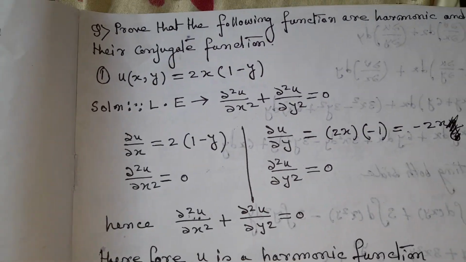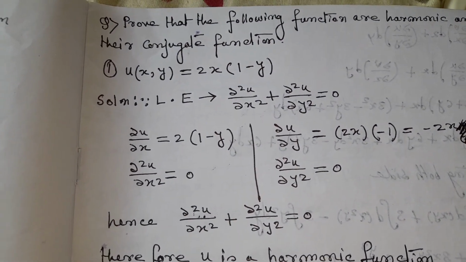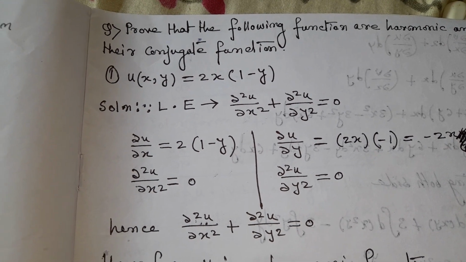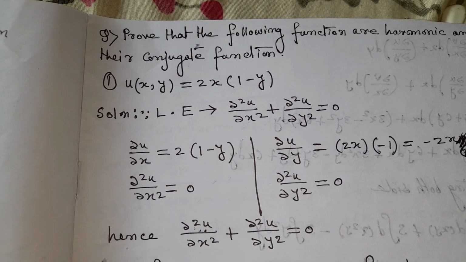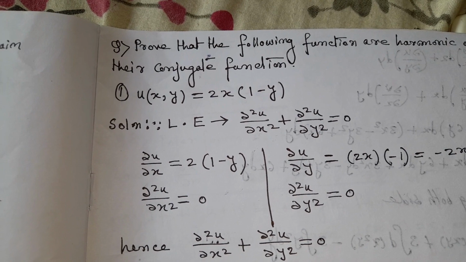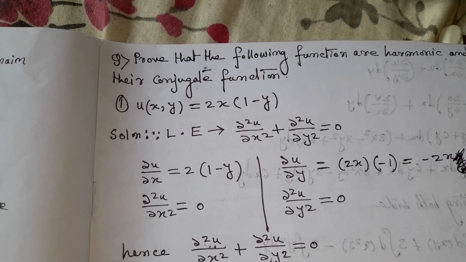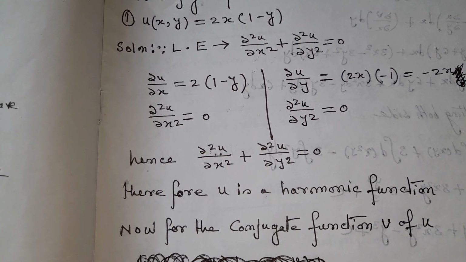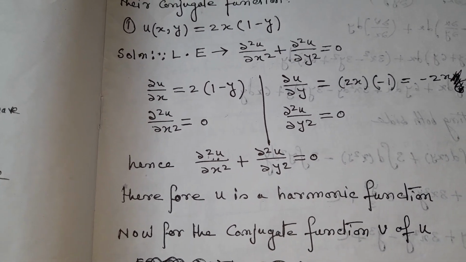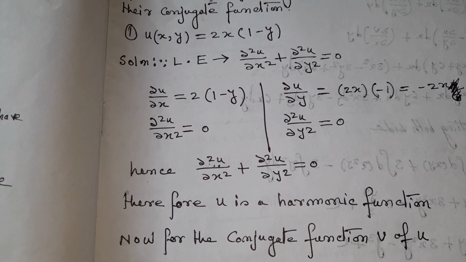Now the solution. From Laplace's equation we know that del square u del x square plus del square u del y square equal to 0. So now we just differentiate it. Differentiating, what we will get, del u del x equal to 2.